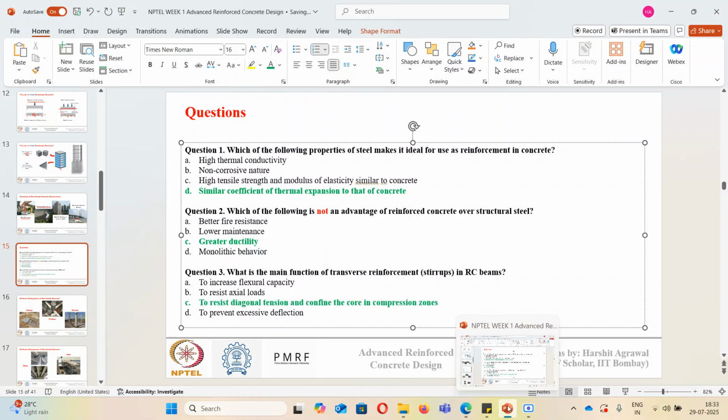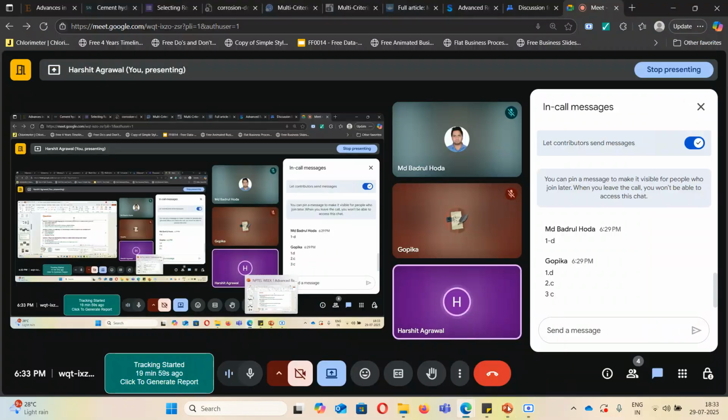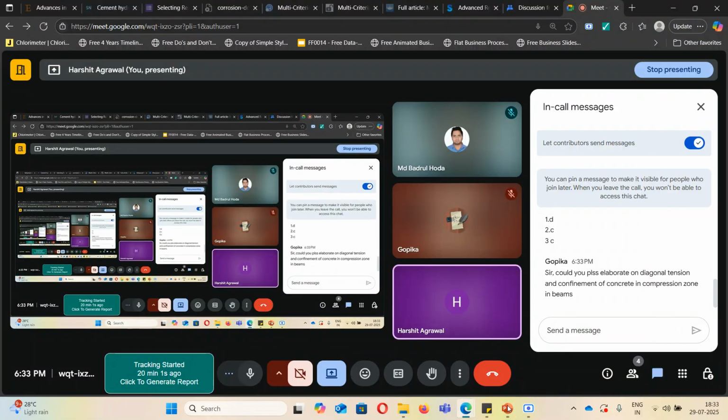Any doubts in these three questions? I guess these were very basic questions. See, stirrups: there are two types of members, horizontal members and vertical members. In horizontal members, shear failures generally occur near the supports. What stirrups do is provide resistance against the diagonal failures that can occur in a beam. So stirrups help a reinforced concrete beam resist any kind of shear failure.